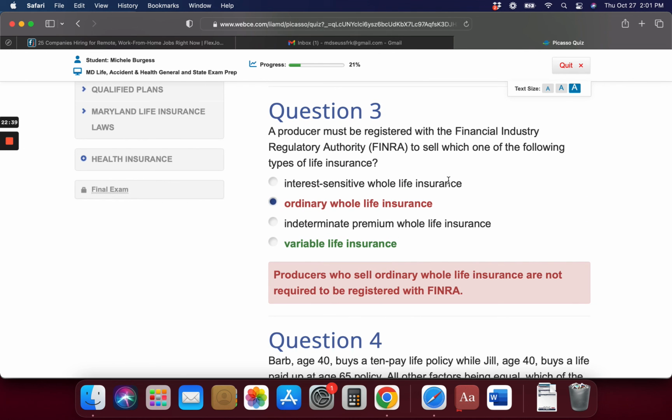Alright, number 3. The answer was variable life insurance. That's what you have to be registered with FINRA to sell: variable life insurance.